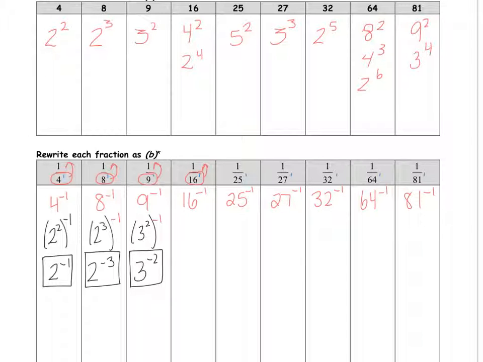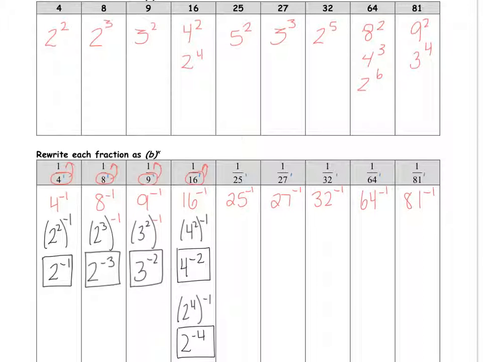Okay, 16, we could write this 2 ways. We know that 16 is the same thing as 4 squared, or it's the same thing as 2 to the 4th. So again, I took 16 and rewrote it as 4 squared, then raised it to the negative 1 power. So there are 2 answers for 16: 4 to the negative 2 and 2 to the negative 4. Okay? See if you can do the rest of the chart. Pause the video until you've done so and then hit resume for your answers.